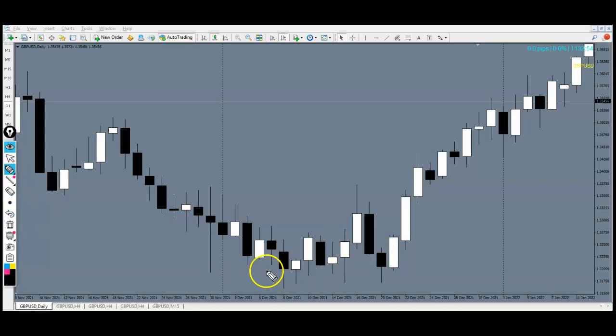We'll be looking out for bullish engulfing bars or bearish engulfing bars. So we'll be looking for bullish engulfing bars at the bottoms, and then we'll be looking for bearish engulfing bars at the tops. And then what happens next? We see price move up.